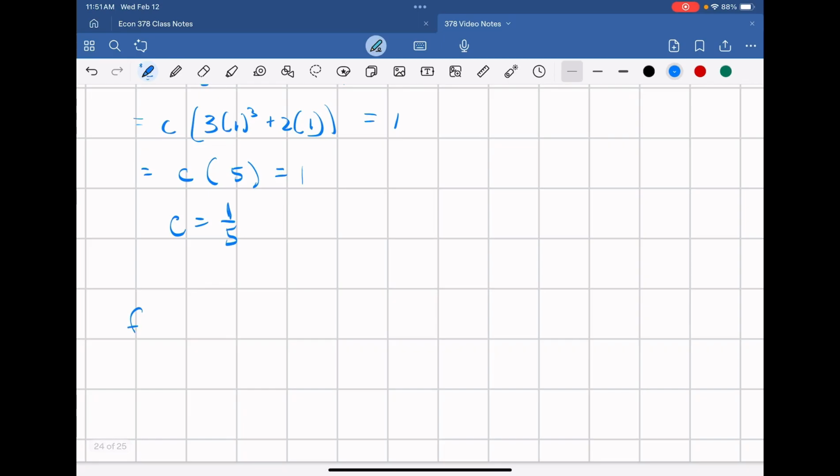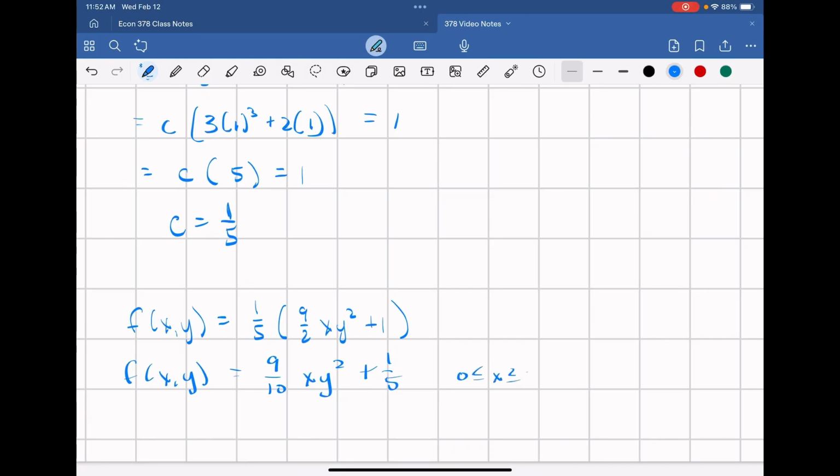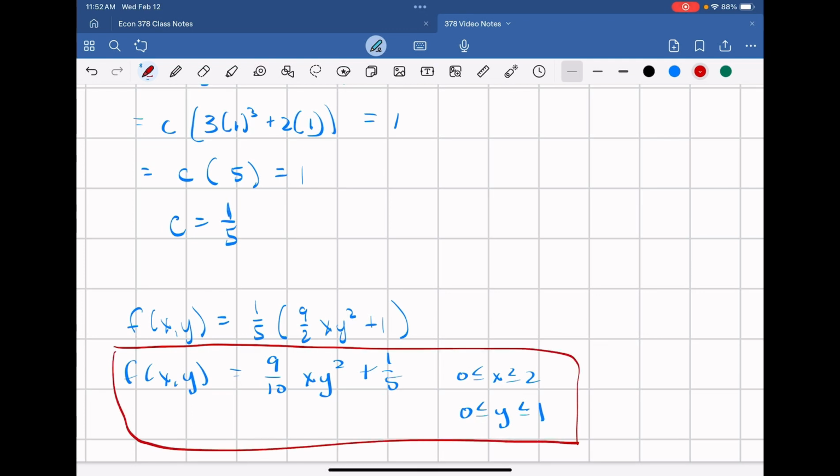So therefore, I can write f of x, y is equal to 1/5 times 9/2 x y squared plus 1. And let's simplify that one more time. f of x, y is equal to 9/10 x y squared plus 1/5 for x between 0 and 2 and y between 0 and 1. So here we've found our joint density function.